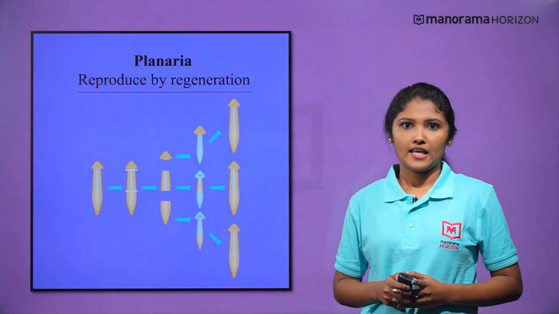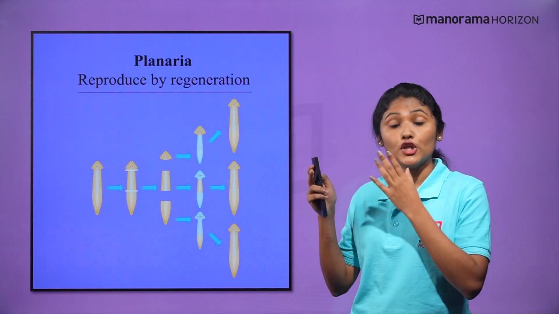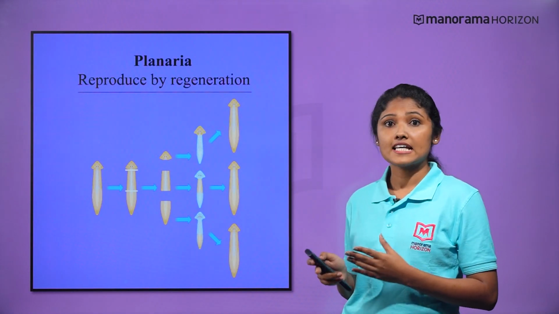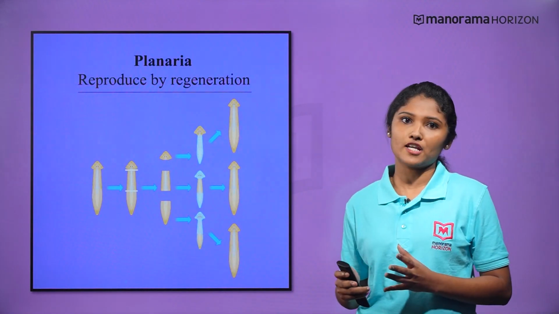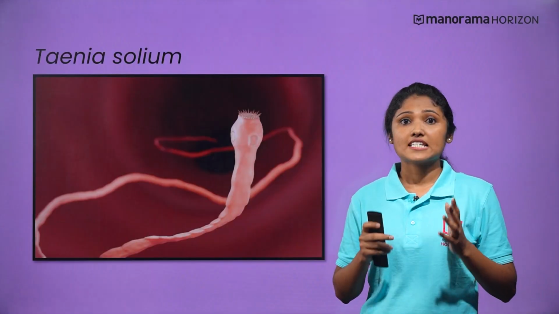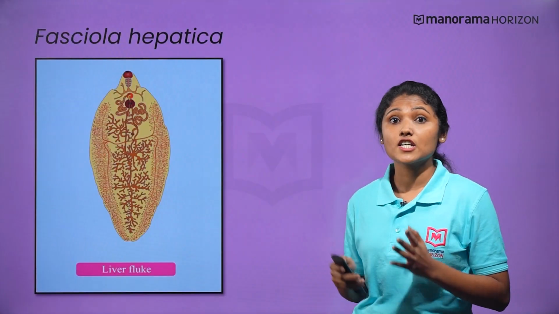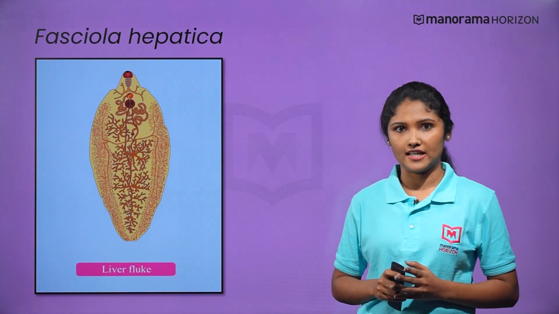In case of planaria, they are able to regenerate new heads, tails, sides or the entire organism from small body fragments in a process taking days to weeks. Taenia solium and Fasciola hepatica are some examples of the members of this phylum.